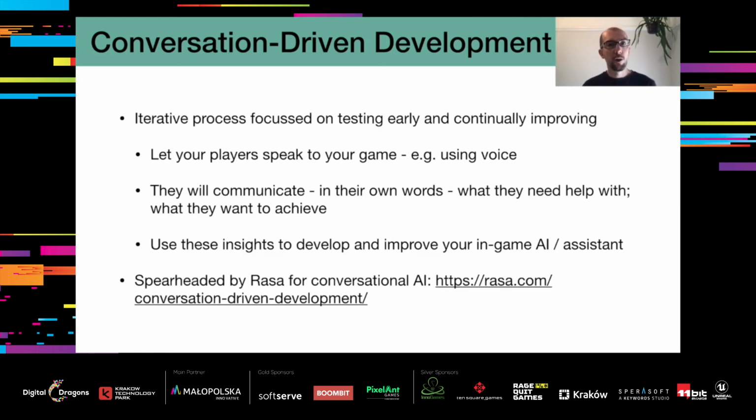And at its core, the principles are: let your player speak to your game, for example, using voice. Let them communicate in their own words what they need help with, what they want to achieve, and then use these insights to develop and improve your in-game AI or assistant. And this is a principle that's spearheaded by a company called RASA for Conversational AI. And if you'd like to learn more about it, please do check out their website.